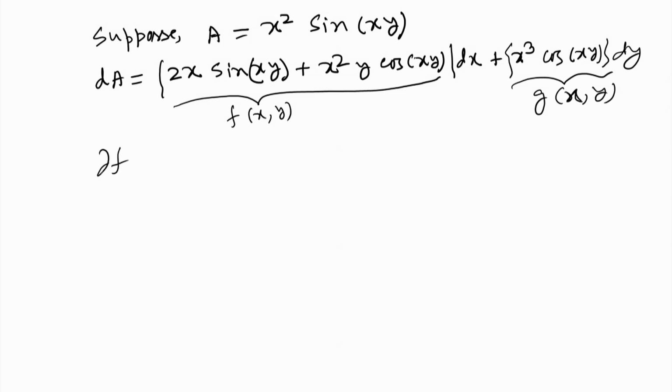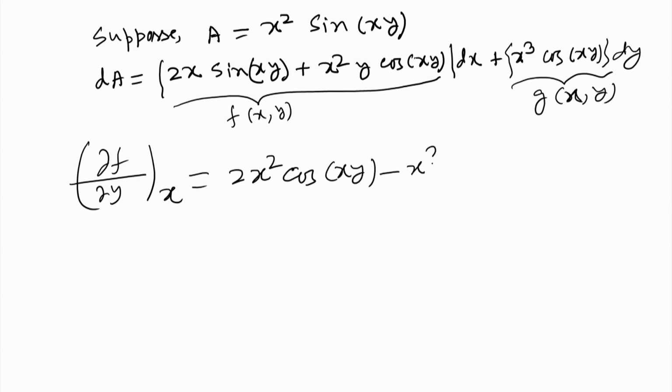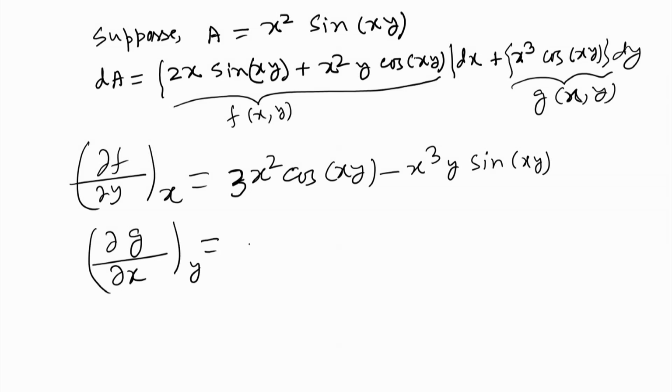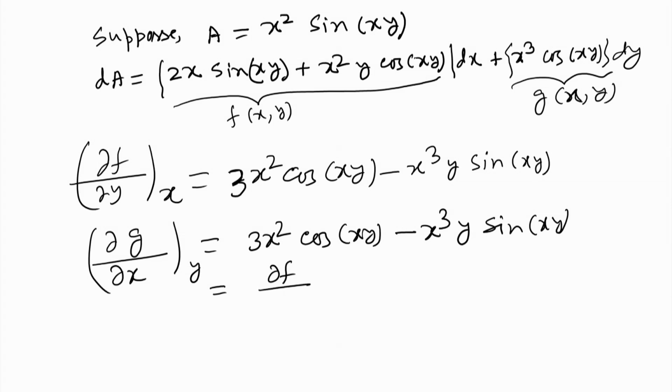Okay, so del f by del y at constant x, we get 3 x to the 2, so basically you get 3 here. And del g by del x at constant y, we also get 3 x to the 2 cos x y minus x to the 3 y sine x y. And this is nothing but your del f by del y at constant x.